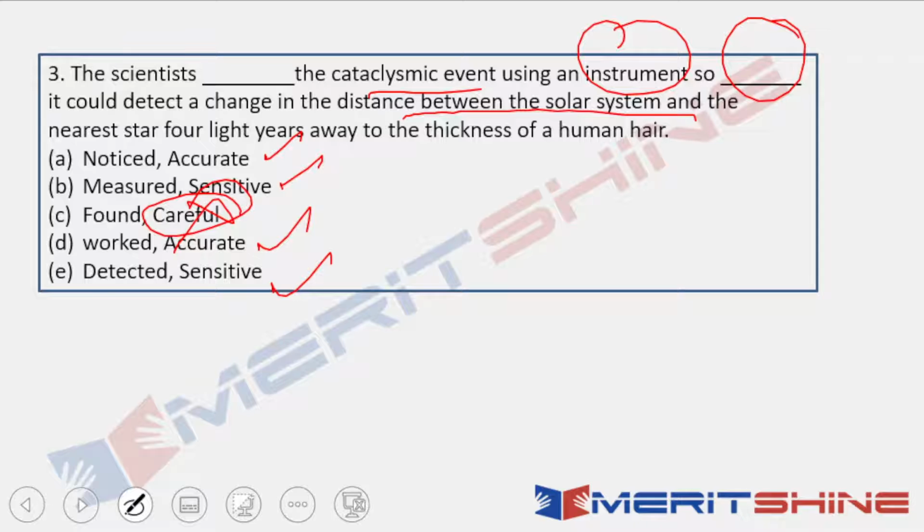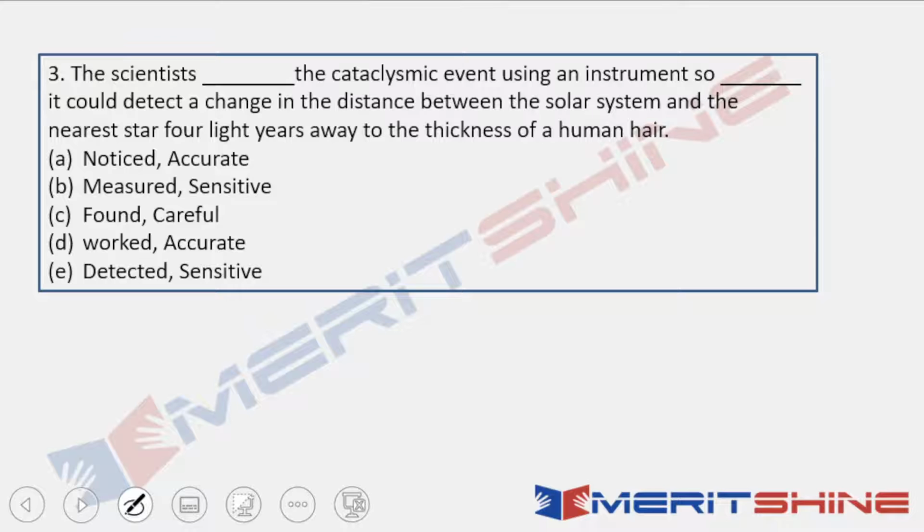Then I come to scientists blank the cataclysmic event. So cataclysmic event is an event of great importance, right? So this event out here is: scientists noticed the cataclysmic event, measured the cataclysmic event, worked the cataclysmic event, or detected the cataclysmic event. First, eliminate, because elimination is an easier job. Choosing is a more difficult job. So worked is eliminated because that doesn't make sense. Worked the cataclysmic event. Did the scientists make the cataclysmic event? No. So how can you work it?